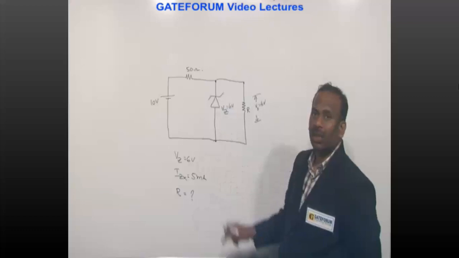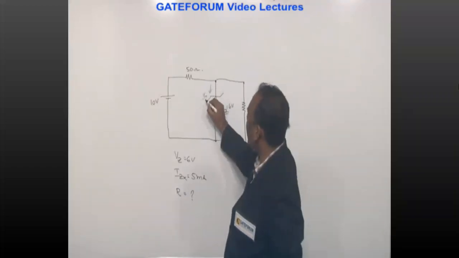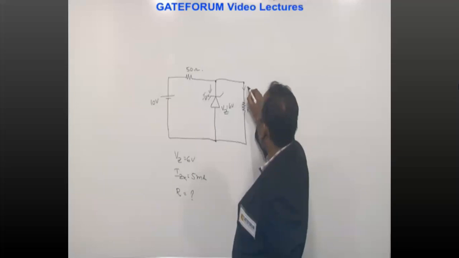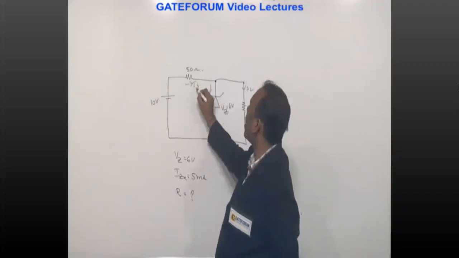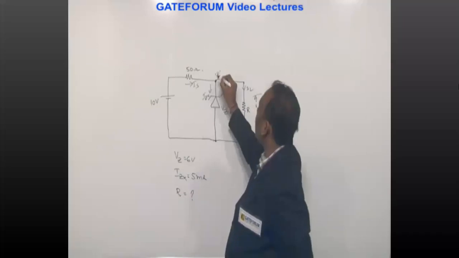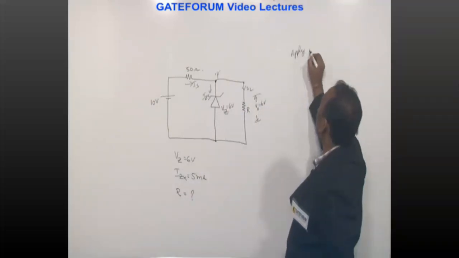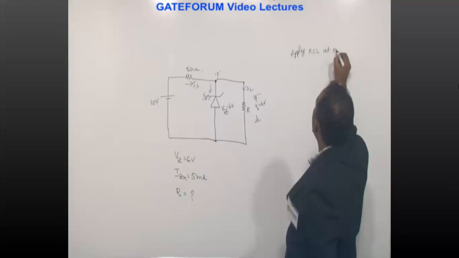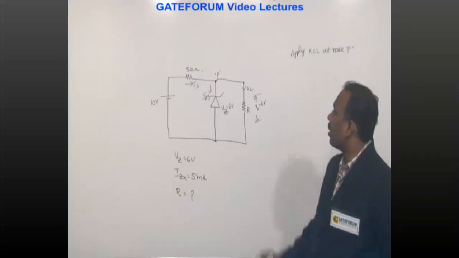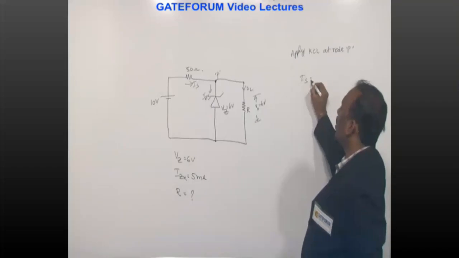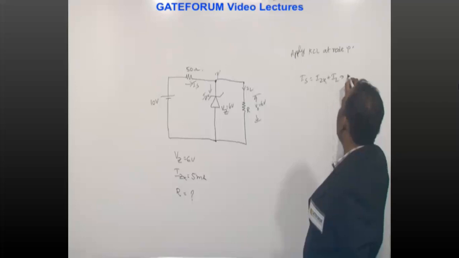He is given current flowing through this one. How much is current given? Some current is given, Izk. You require, let us suppose, IL. Now what is the current flowing through this one? Is. Apply KCL at node P. Is is entering, Izk is leaving, IL is leaving. Equation number one.